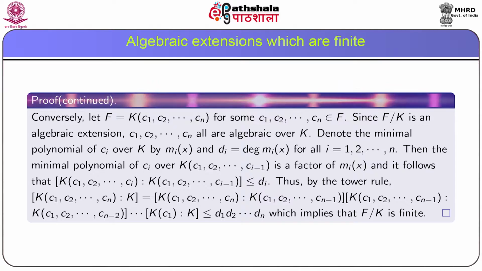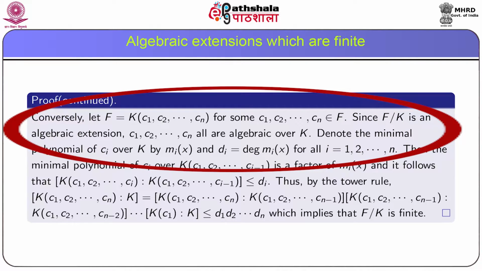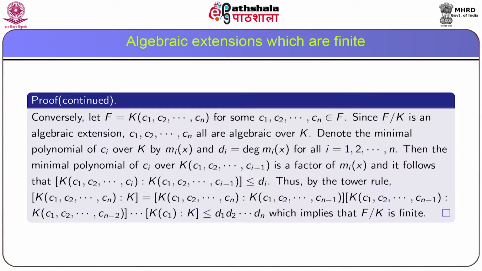For the converse, let F be the field K(C1, C2, up to Cn) for some C1, C2, Cn in F. We show that the extension F by K is finite. First note that since F by K is an algebraic extension, these n elements C1, C2, up to Cn are all algebraic over K. Let us denote the minimal polynomial of Ci over K by mi(x) and assume that di is the degree of the polynomial mi(x).